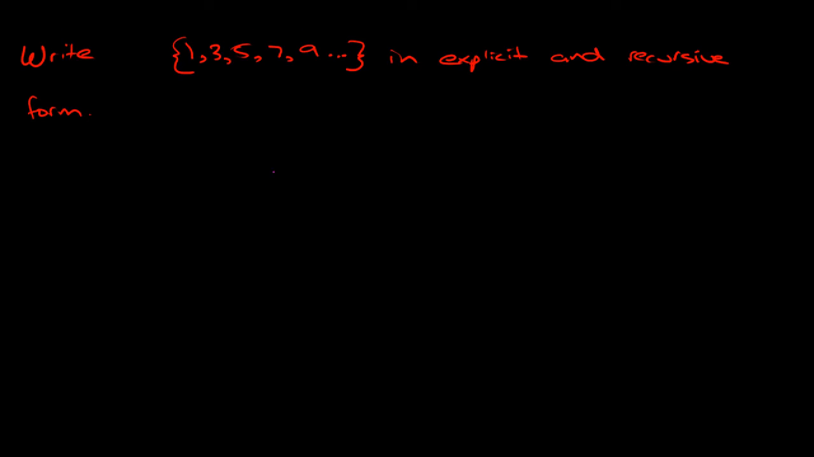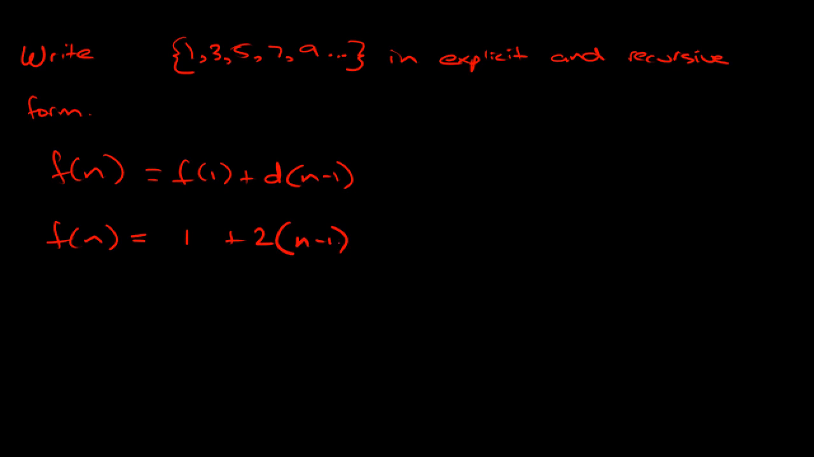Write 1, 3, 5, 7, 9 in explicit and recursive form. So this is all the odd numbers. So let's start off with explicit form again. F of n is equal to f of 1 plus d times n minus 1. Common difference is 2, so first let's start off with f of 1. F of 1 is 1 plus the common difference 2 times n minus 1.